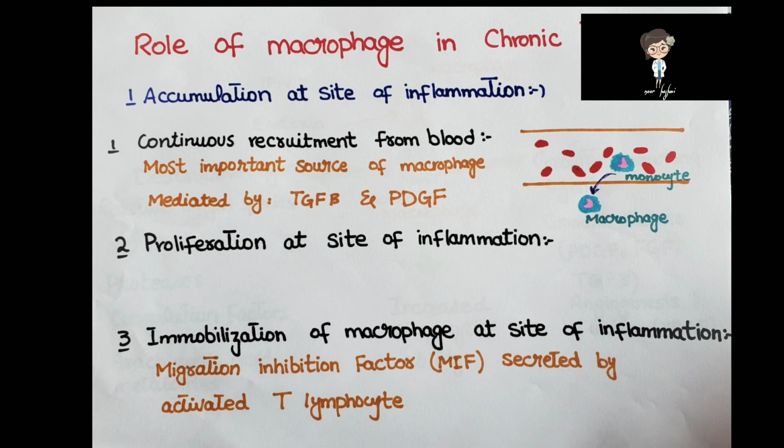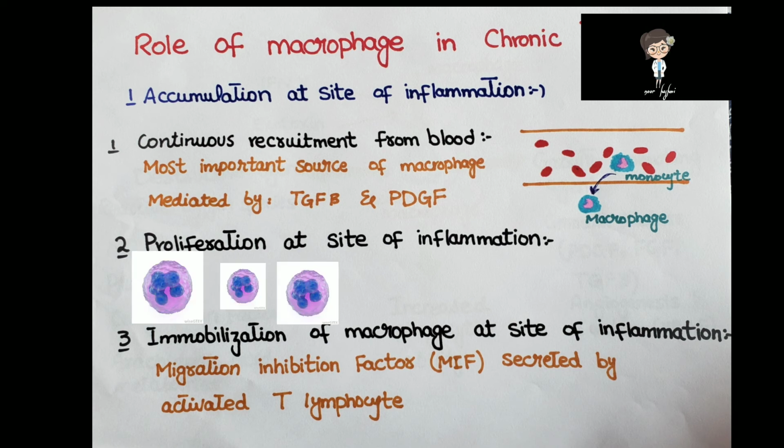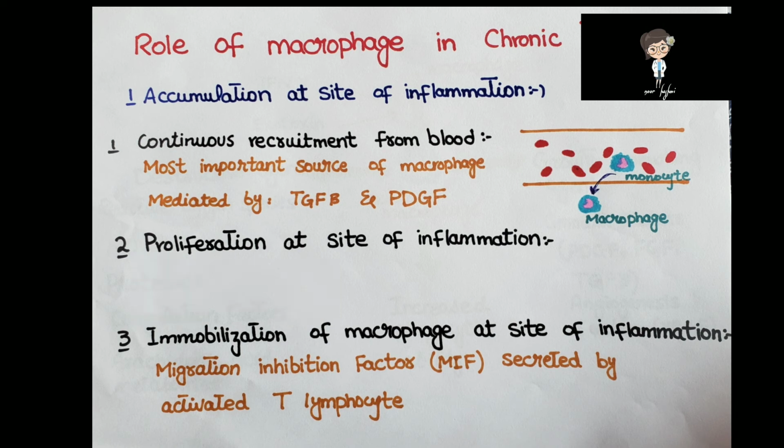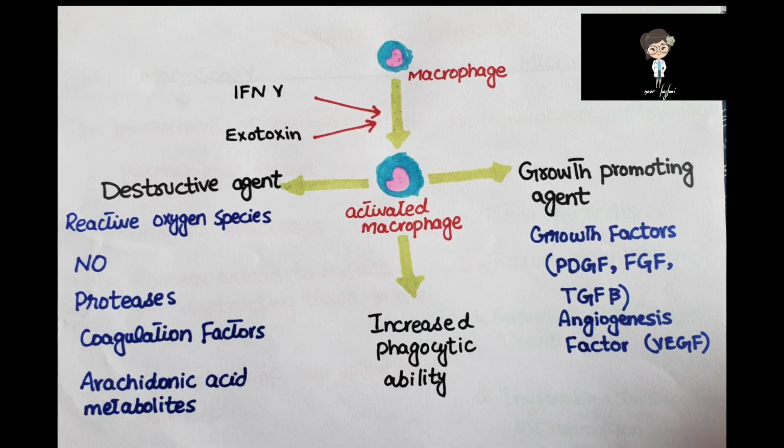Second mechanism is proliferation of macrophages at site of inflammation, and third mechanism is immobilization of macrophages at site of inflammation to prevent them migrating, which is mediated by MIF secreted by T lymphocytes. Macrophage has to get activated to perform its function, which is done by interferon gamma secreted by activated T cells and some exotoxins secreted by pathogens.